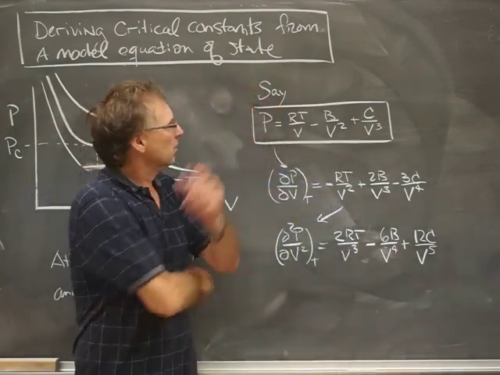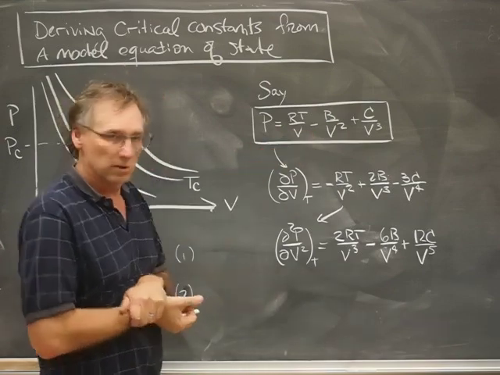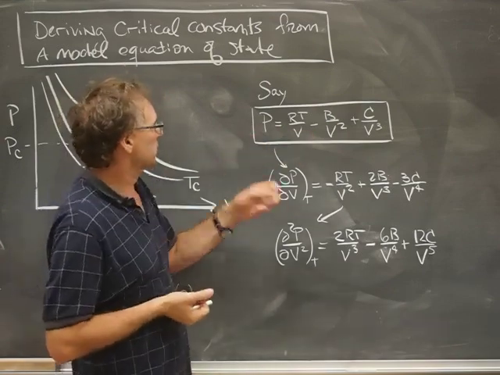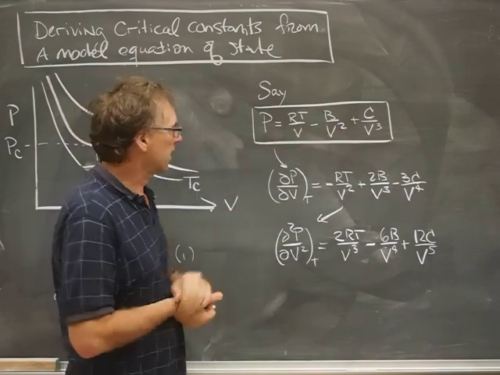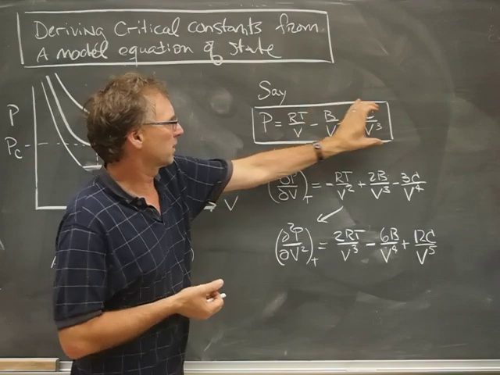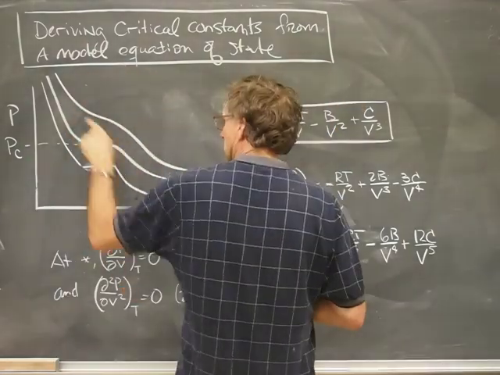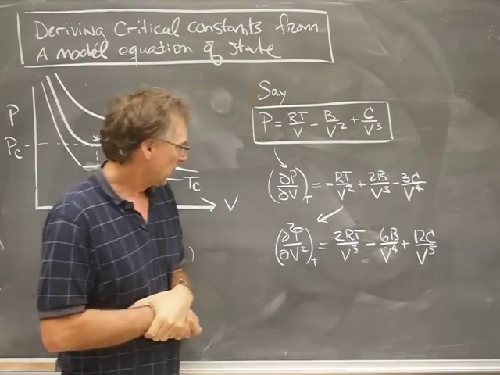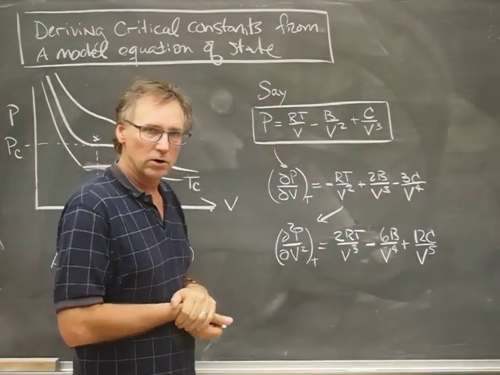Well, we have to start with a model equation of state. So here's a possible model equation of state. We say pressure is equal to RT over the volume minus those terms right there. So we can imagine that that expression is what reproduces these curves here. All right? So how do we go about deriving what the critical volumes, etc.